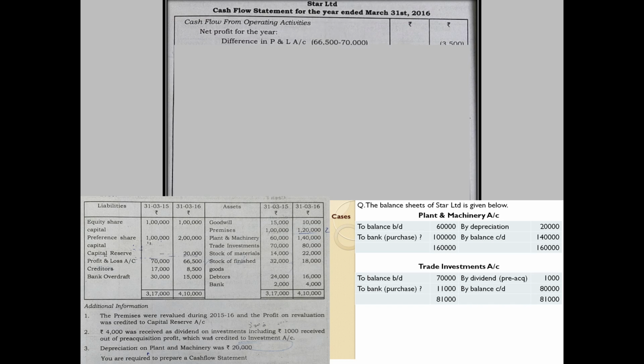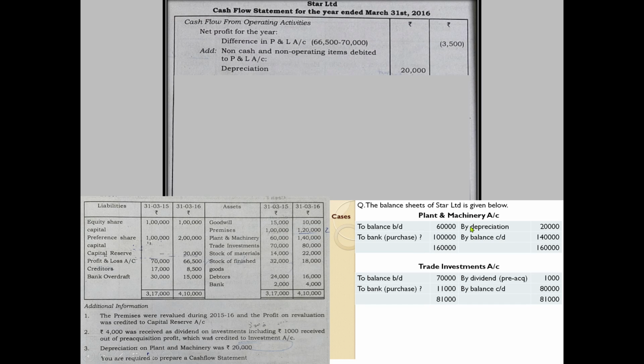So let us begin with net profit for the year. In the question you can see that the profit and loss account has an opening balance of 70,000 and a closing balance of 66,500, and remember you need to take the difference as second year minus first year. The closing balance minus the opening balance: 66,500 minus 70,000, you will get a negative balance, that is, during the year the business sustained a loss. So minus 3,500. From that you need to add back non-operating expenses.